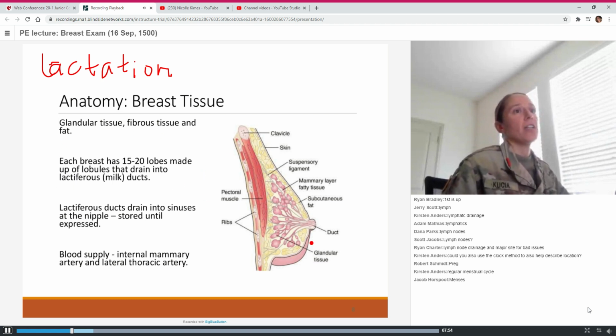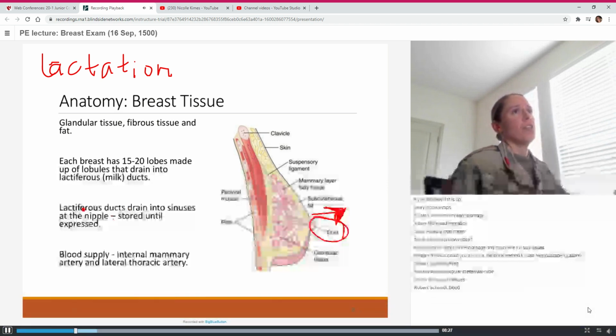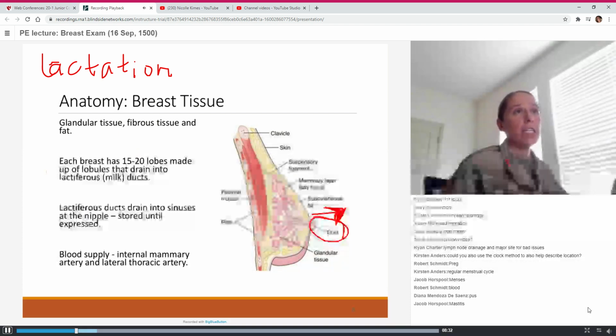It's got lobes and lobules, which drain into milk ducts, and they drain essentially into these areas at the nipple itself. So all of these ducts come together and drain into sinuses at the nipple, and it hangs out there until it's expressed. What other types of discharge might be expressed from the nipple? Not milk for baby, not lactation, but what other things might? Oh, yes. Robert Schmidt says blood. Very, very keen answer. Very good.